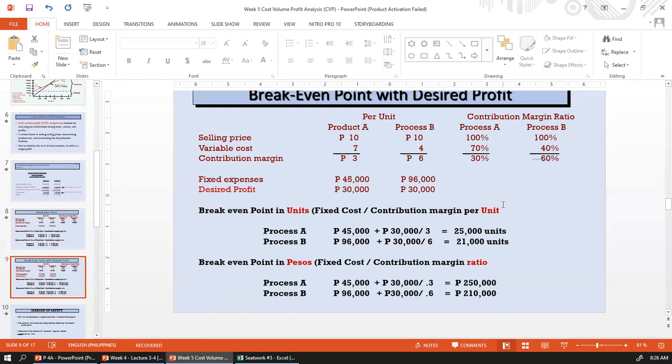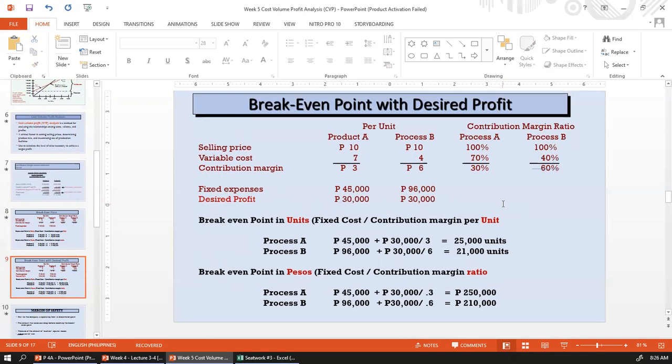Now, if you want to have a desired profit, let's say in this case, the company wanted to have a desired profit of 30,000 pesos. So what is the formula? Your fixed cost plus your desired profit of 30,000 pesos divided by your contribution margin of 3 pesos per unit and you will get 25,000 units.